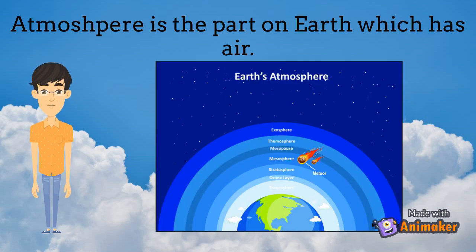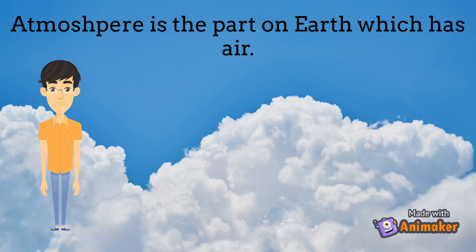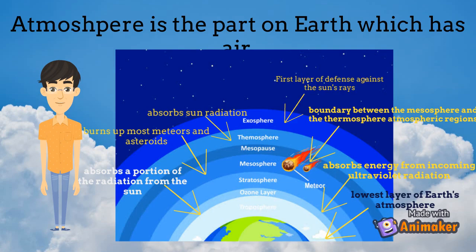Earth's atmosphere consists of seven layers which are the exosphere, thermosphere, mesosphere, stratosphere, ozone layer, and troposphere. Now I'm going to tell you what each layer is about. The exosphere is the planet's first line of defense against the sun's rays, comet rays, and asteroids. The thermosphere is the fourth layer of Earth's atmosphere, which absorbs the sun's radiation, making it very hot.